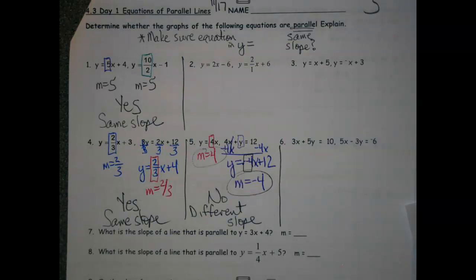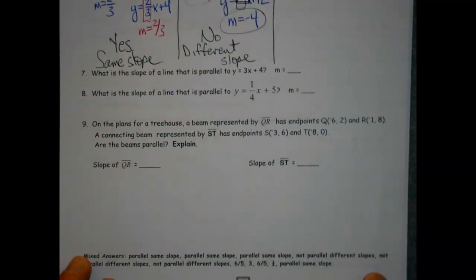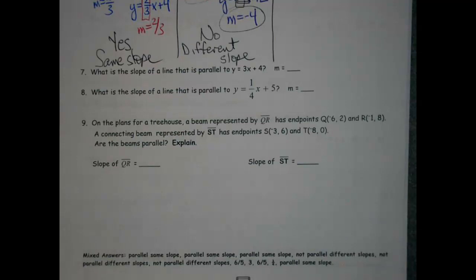So, let's play this along a little further. Let's actually have to do a little work. So we're doing some plans on our tree house. This is one of the type things they're doing is they're building in the back too, probably in a little higher tech of a way. A beam represented by QR has these two endpoints. A connecting beam represented by ST has endpoints of these two. Are the beams parallel? Now you're like, what's the big deal with that? For those of you at home, sorry, you're not going to be able to see this.